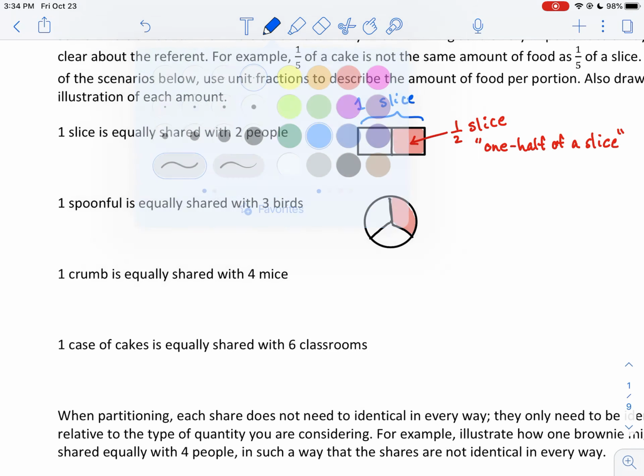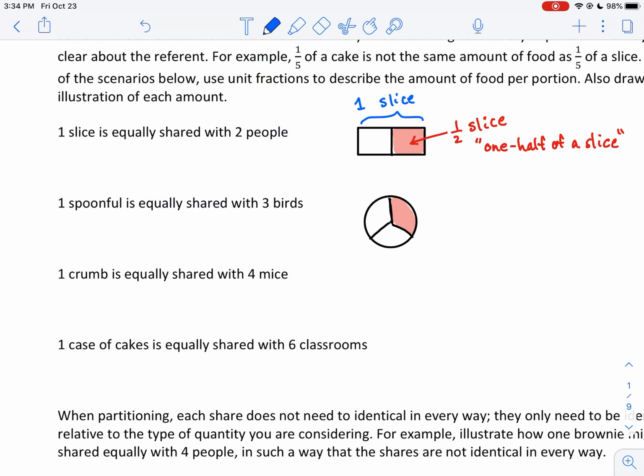Now the entire circle, so we'll say, the entire circle stands for 1 spoonful of whatever it was. But the highlighted portion here is 1/3 of a spoonful.